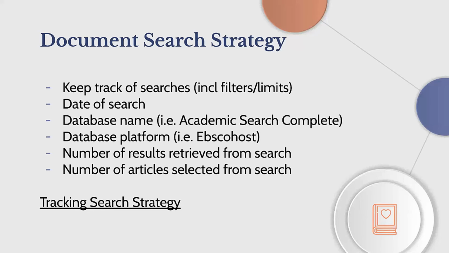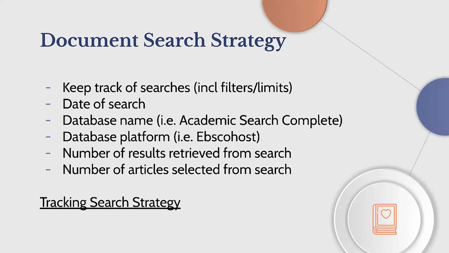So you want to figure out the date of the search because then you can go back to within the database. You can limit to just that date to find out what the numbers are. The database name, and the database platform. So sometimes we see people say, I searched EBSCOhost. Well, there's about 50 different databases on EBSCOhost. So you really need to narrow down exactly which database that you searched within EBSCOhost. So EBSCOhost is the platform, just like Ovid's a platform, ProQuest is a platform, but you want to gather not just the platform, but the actual database.